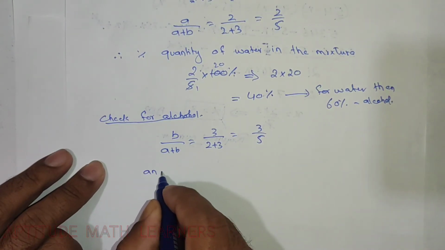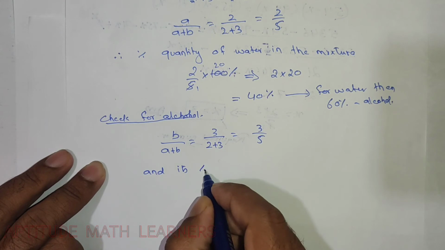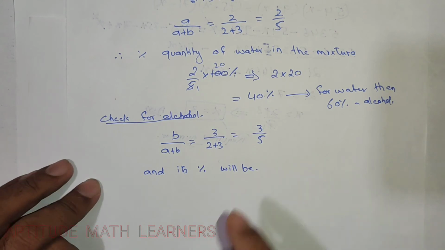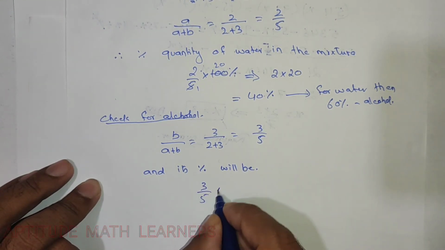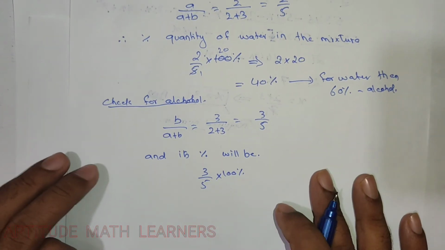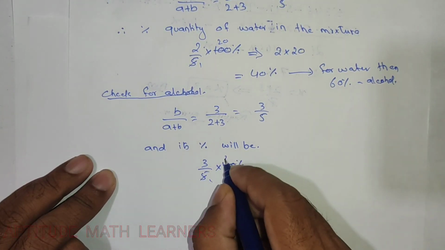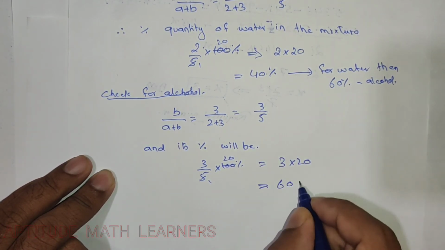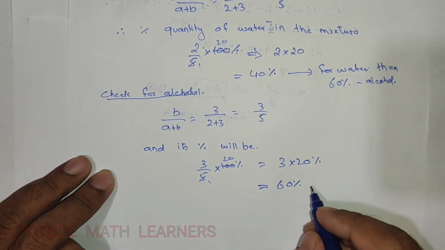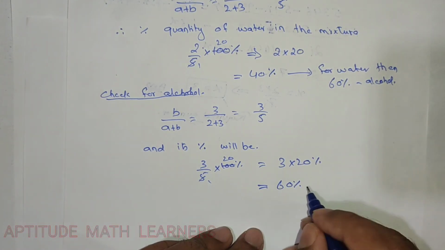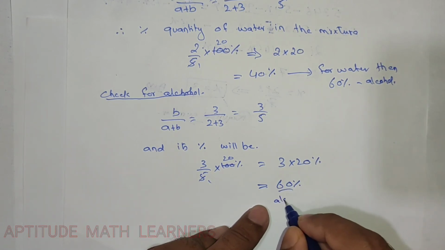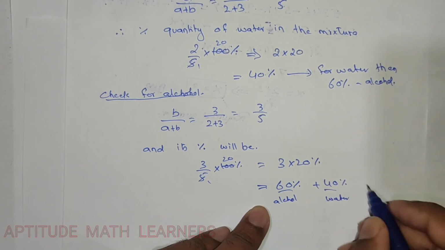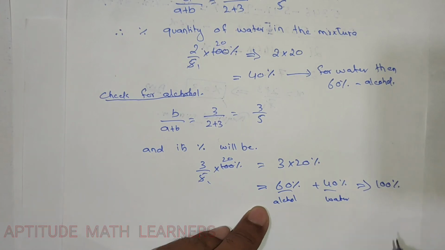And its percentage, to check out the percentage of alcohol, becomes 3 upon 5 multiplied by 100. So what does it become? 5 ones are 5, 20 twos, that is 3 multiplied by 20, and it becomes 60%. So we have got 60% for alcohol plus 40% for water. It becomes a total of 100% in the mixture.